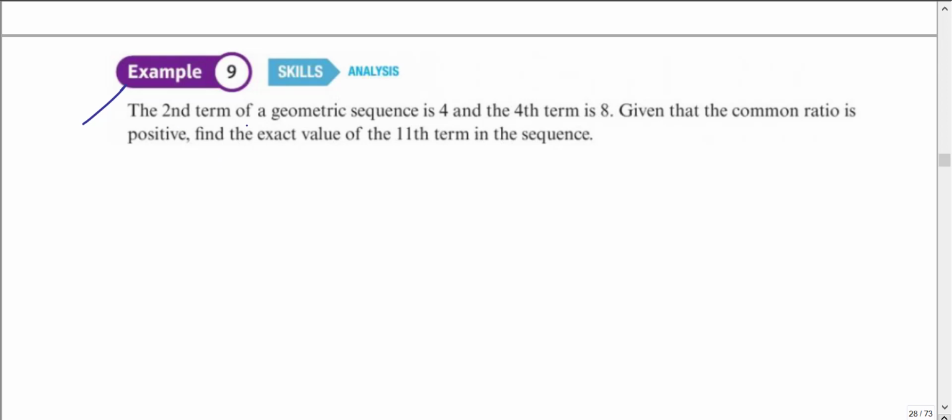Okay, it says the second term of a geometric sequence is 4. Now we know the first term is A. The second term, they said it's 4. Fine. And then comes the third, we don't know it. And then they say the fourth term is 8.